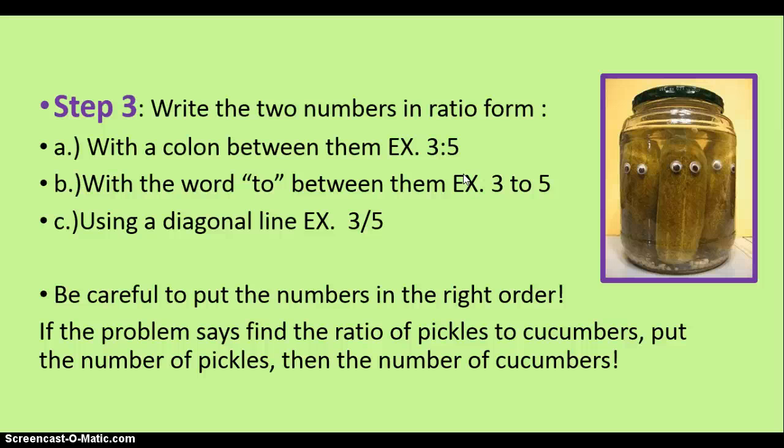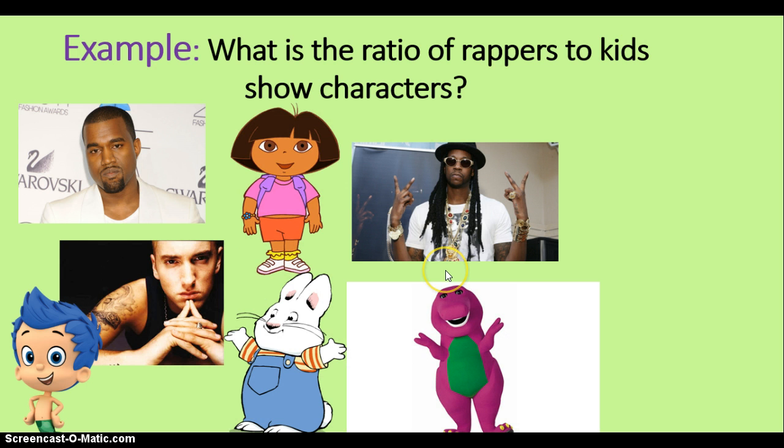Okay, and another thing to be careful of with ratios is to put the numbers in the right order. So say the question asked you to find the ratio of pickles to cucumbers. You would put the number of pickles first and then the number of cucumbers because it says pickles to cucumbers. So if you had 6 pickles and 7 cucumbers, 6:7. Just make sure to put it in the right order because otherwise it's going to be wrong.